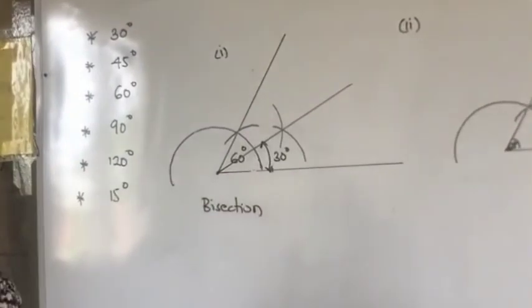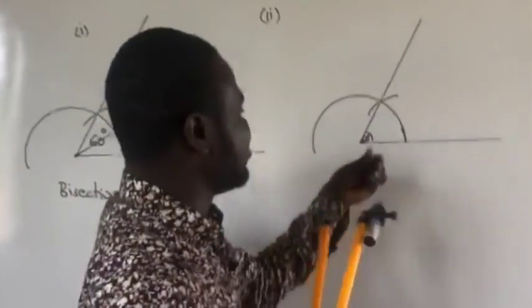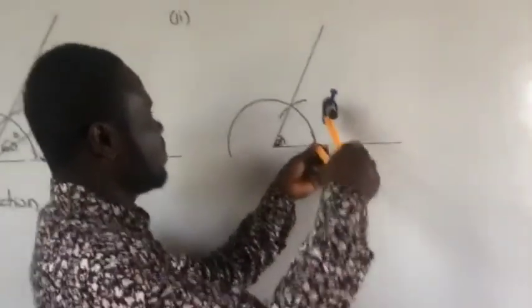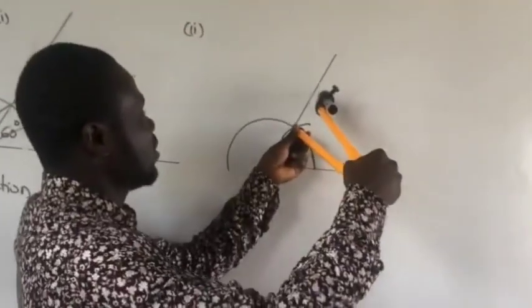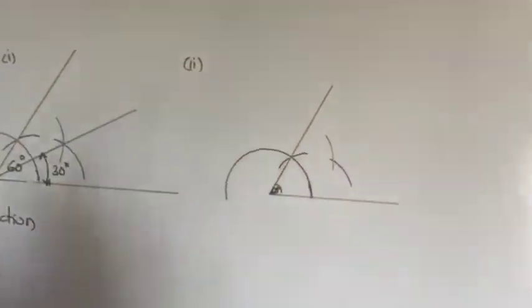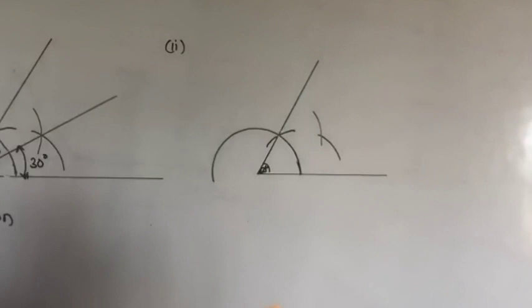So first of all, I would have to bisect this 60 to get 30. So I'm bisecting the circle.